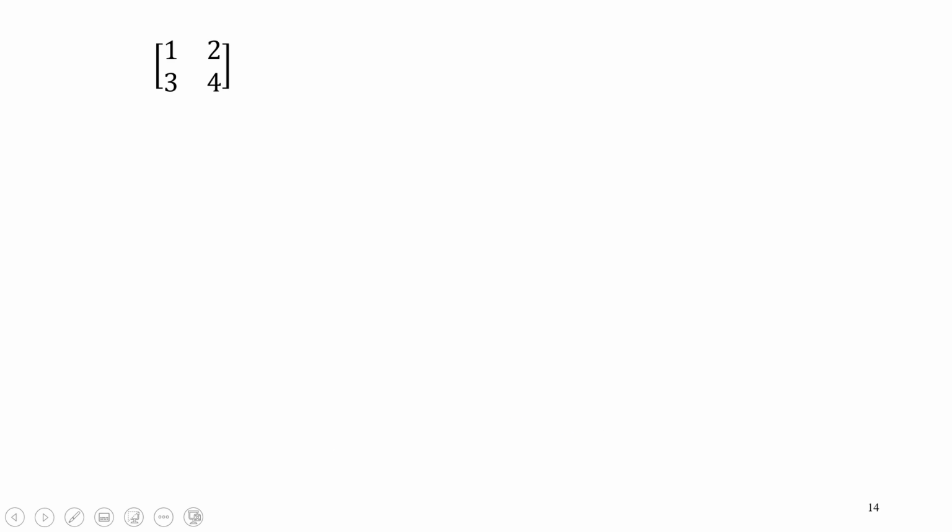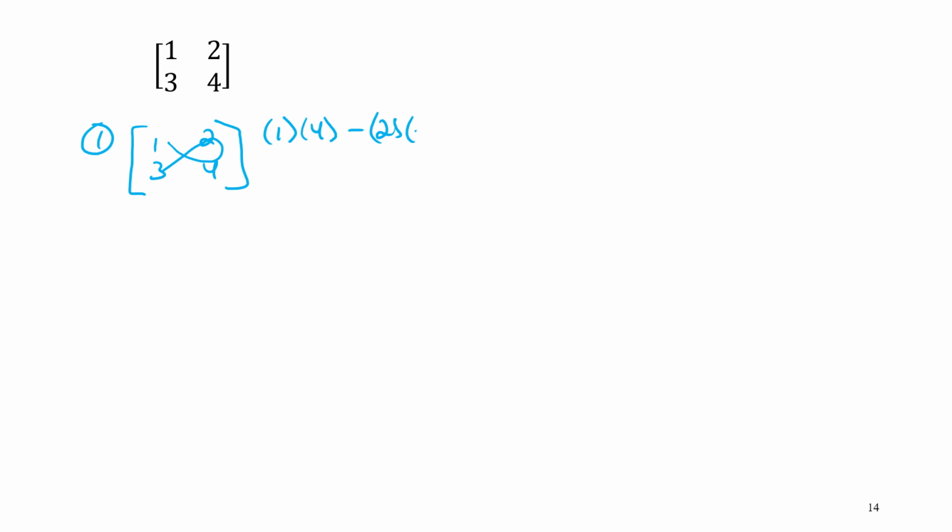For the next example, we have this one. And so we're going to do the same process we did before. So we're going to find the determinant first. So we have the matrix that we're given. We do our fish. We get 1 times 4 minus 2 times 3. And that would equal -2. Putting the determinant over 1, we would get 1 over -2.